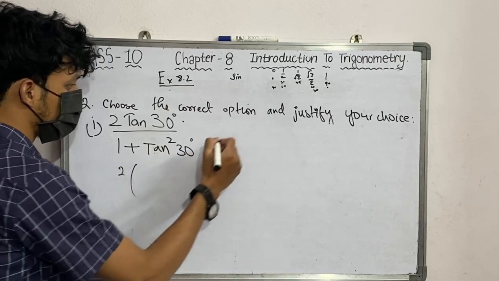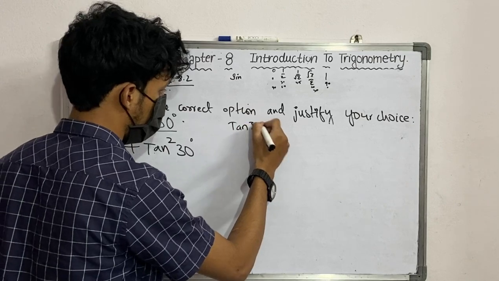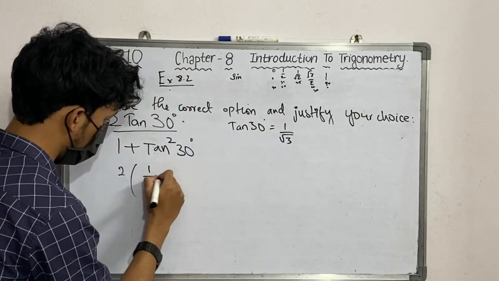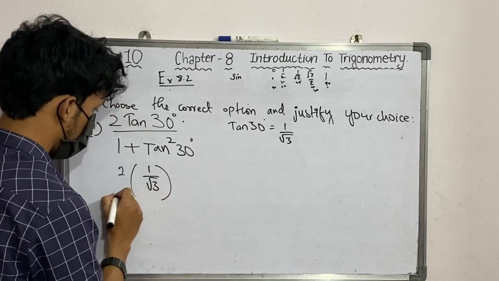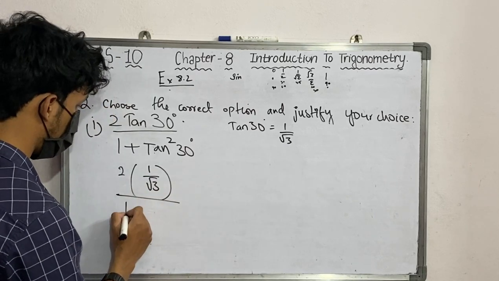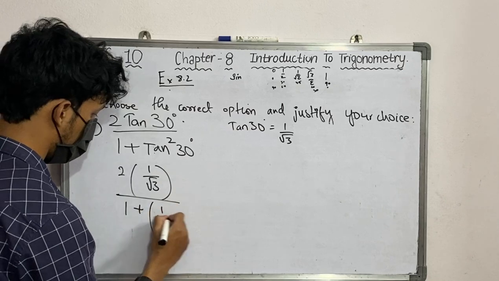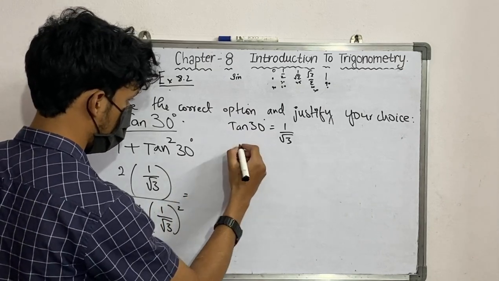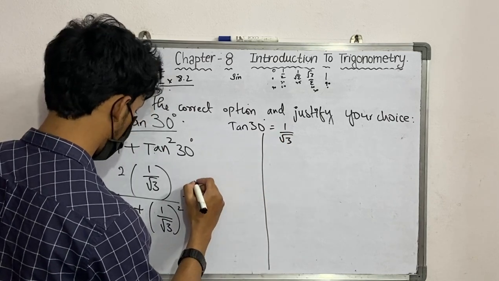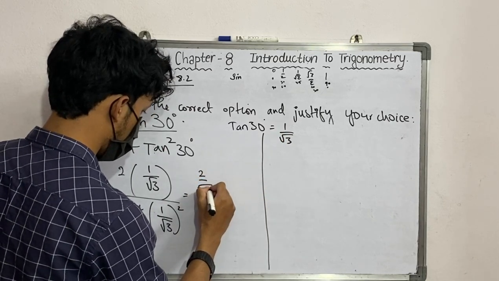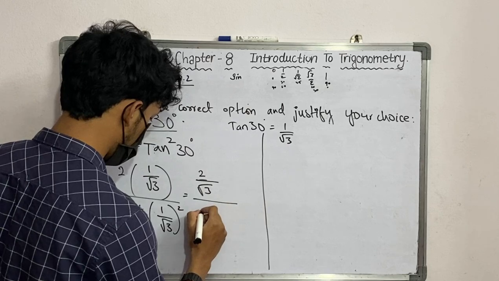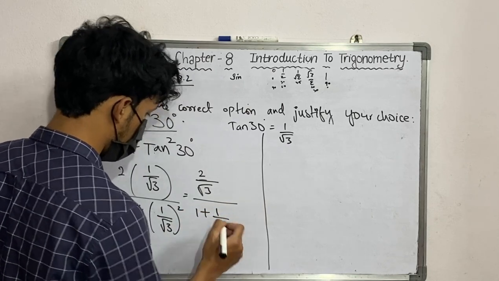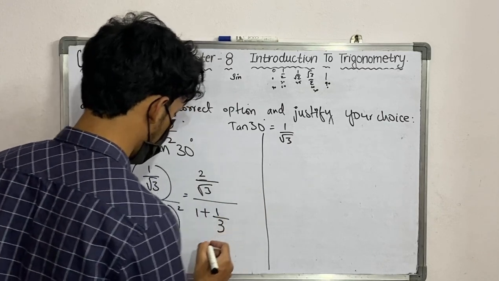Sine 30 is 1 by root 3, so I'll write the formula here. So 1 by root 3 plus 1 by root 3 whole square. Now I'll make it 2 by root 3 divided by 1 plus 1 by 3. The root 3 gets cancelled, so we get 1 by 3.